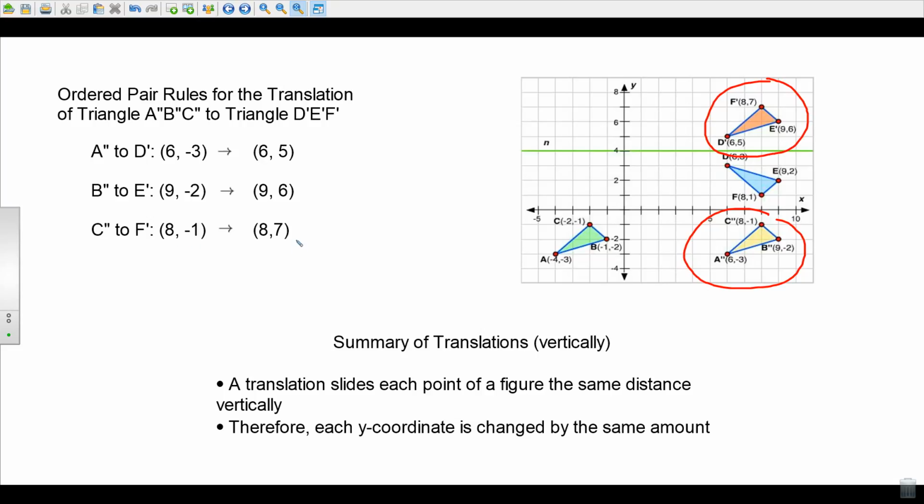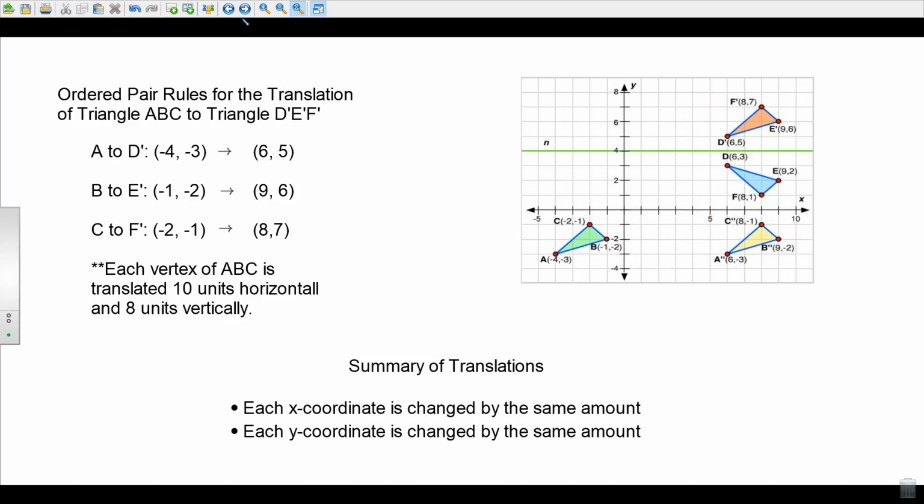Vertically, the same exact thing happens as horizontally. Translation just slides each point the same distance vertically, so the y coordinate changed by the same amount. Notice x coordinates stayed the same, but the y coordinate changed by the same amount. And if we look at it, it went from -3 to 5, -2 to 6, -1 to 7. That is a distance of 8 units. So when we say they changed the same amount in this translation, they just increased by 8 units. So we just add 8 units to the y coordinate.